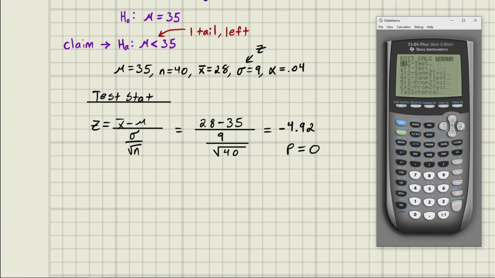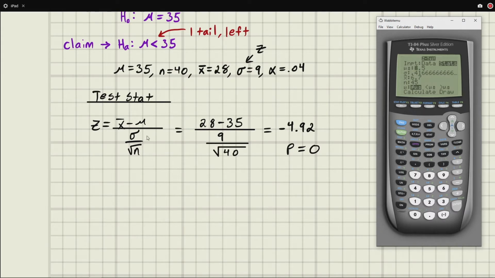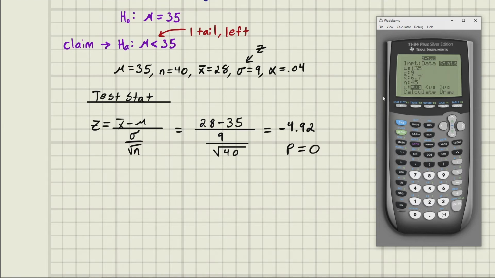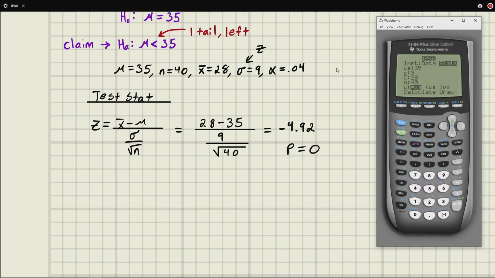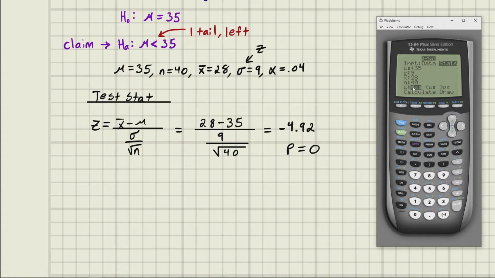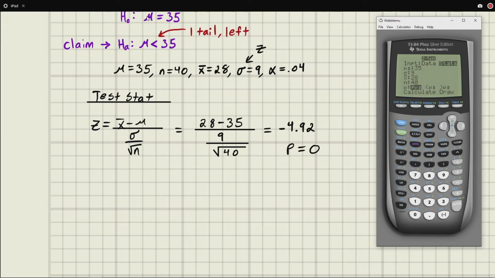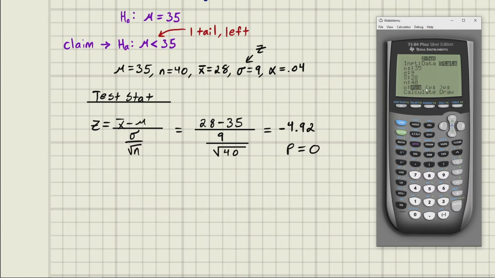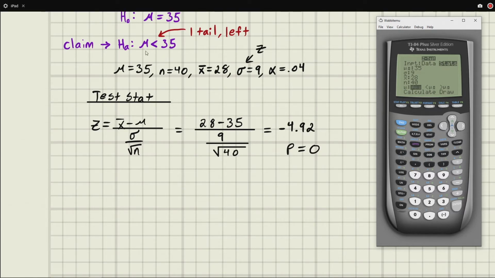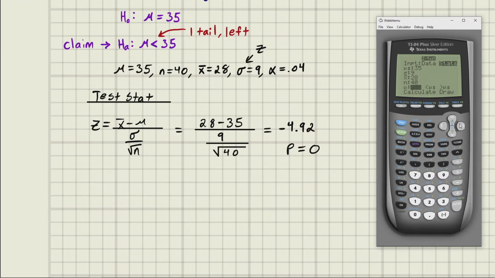So if we go to the stat tests, z-test, number 1, for mu naught, what do we got here? We got 35. For sigma, we got 9. For x bar, we have 28. N, we have 40. We'll figure out alpha later. Here we write everything in terms of mu naught, but the calculator is a bit different, so we just match our sign as long as you write them with mu on this side. We're saying that the mean is less than 35, so we want less than. Then we hit calculate.